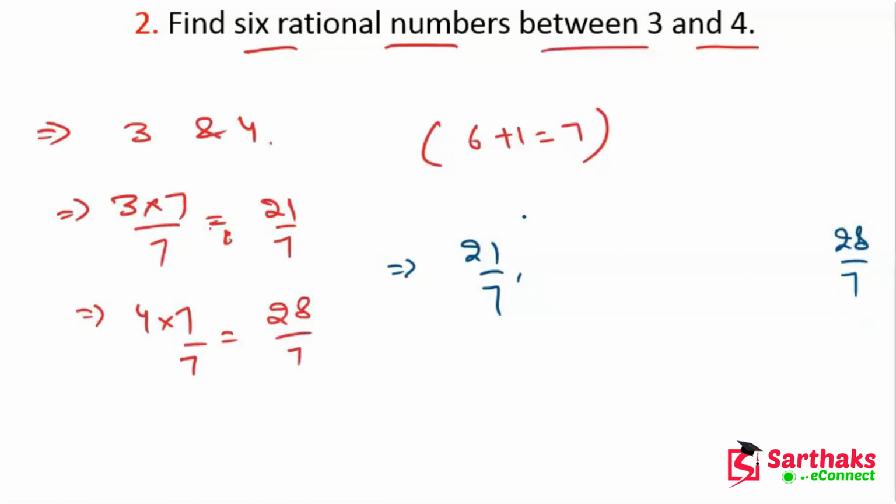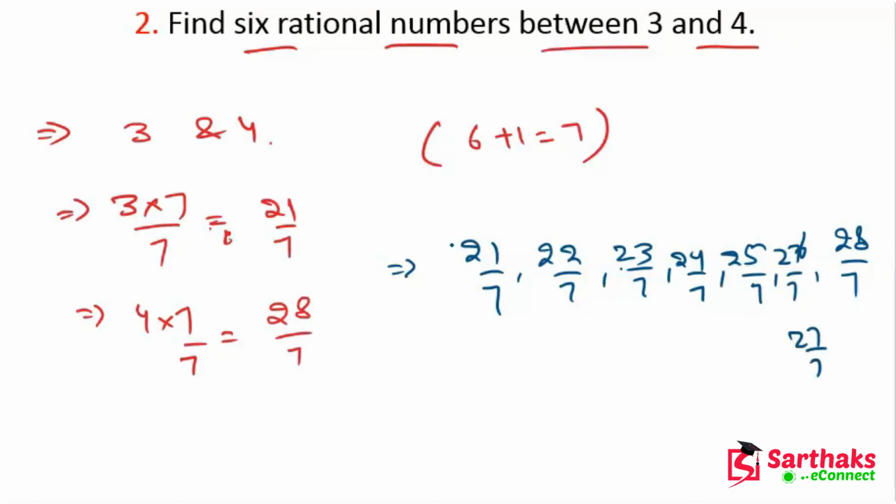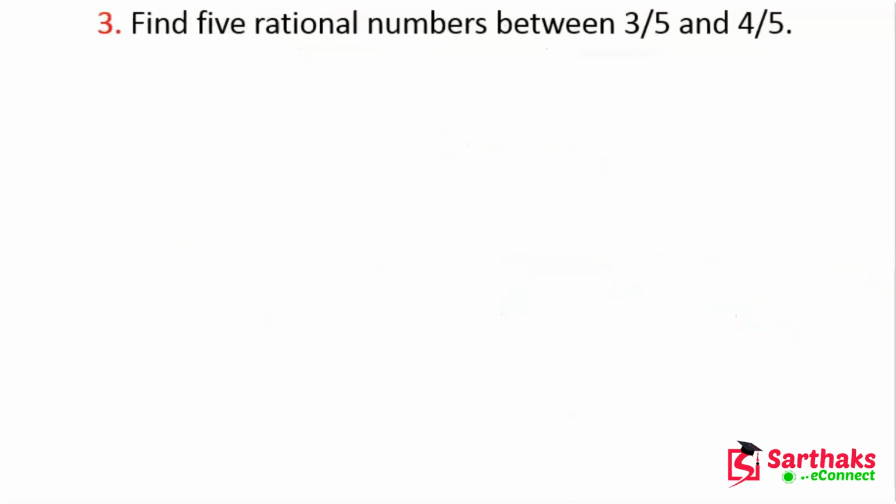So now, my dear friends, we have 21 upon 7 and 28 upon 7, and the numbers between them are 22 upon 7, 23 upon 7, 24 upon 7, 25 upon 7, 26 upon 7, and last is 27 upon 7. So here we have 1, 2, 3, 4, 5 and 6. Six rational numbers are there. This is our answer. Next is: find 5 rational numbers between 3 upon 5 and 4 upon 5.